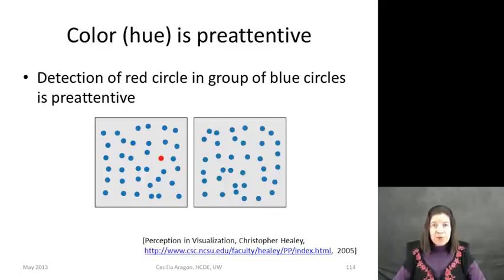So looking at these two squares, in which one is there a red circle, left or right? Pretty obvious, right? You could instantly see that the red circle is visible in that group of blue circles. It jumps out at you. It seems almost ridiculous to think that there might be a question. Detection of the red circle in a sea of blue circles is pre-attentive.